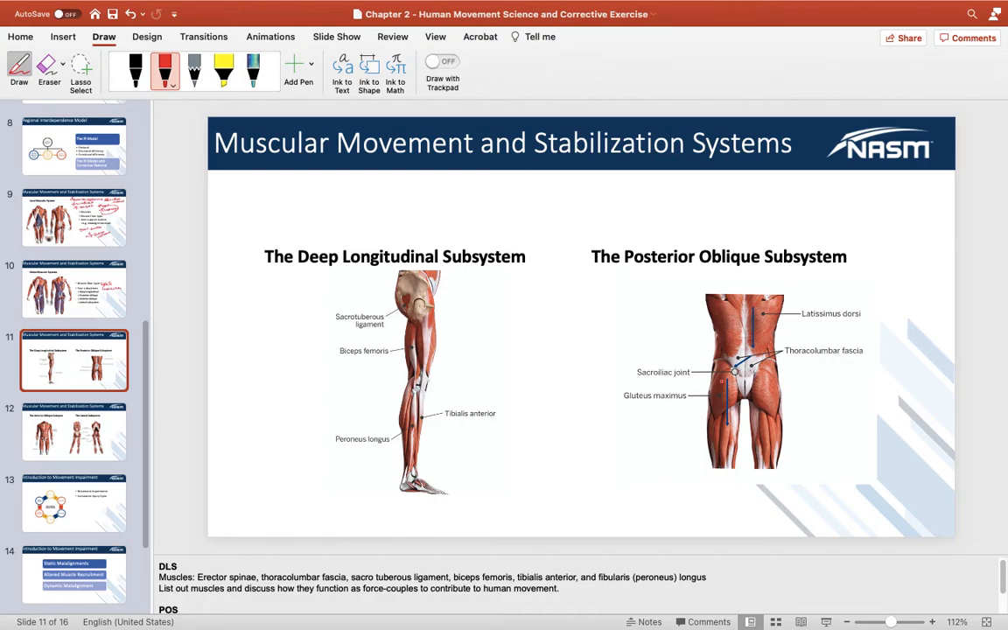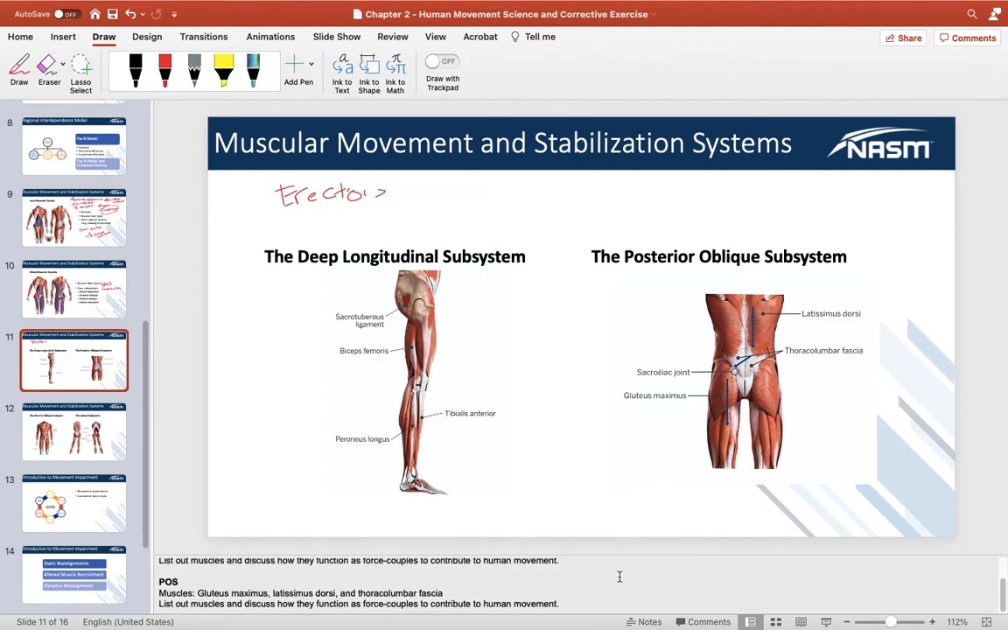For your deep longitudinal, though, these are just part of it. But if we look, we have your erectors. That's all part of it. We talked about your thoracolumbar fascia again, your sacrotuberous ligaments. So within your sacrum, we talked about your biceps femoris, your tibialis anterior, and then your peroneal, or what we call your fibularis longus. Even though that's more oblique or more lateral, it's still part of that deep longitudinal subsystem. Okay.